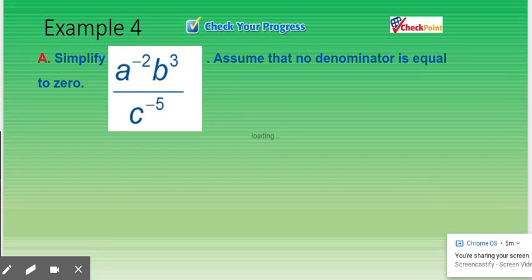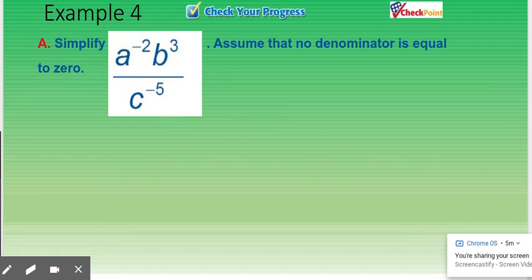Let's look at another one like that. Okay. For this particular one, we've got a to the negative 2, b to the third over c to the negative 5. Now again, the a has a negative exponent, so I'm going to move that one. The b is good where it's at. The c has a negative exponent. I'm going to move that one.